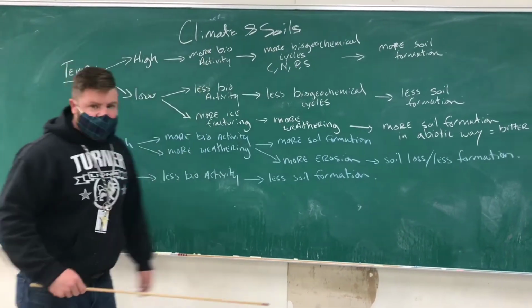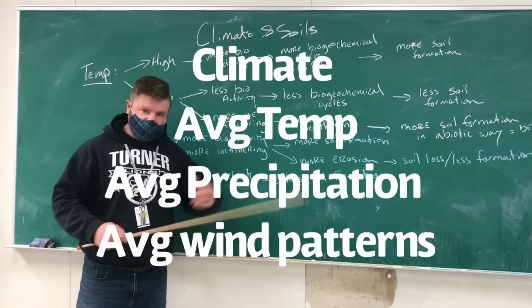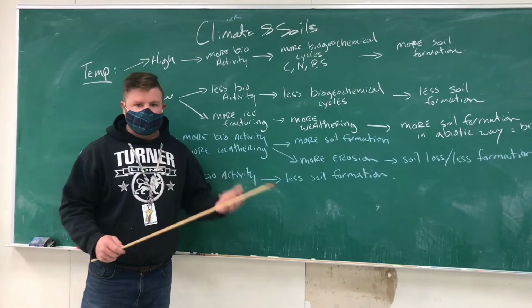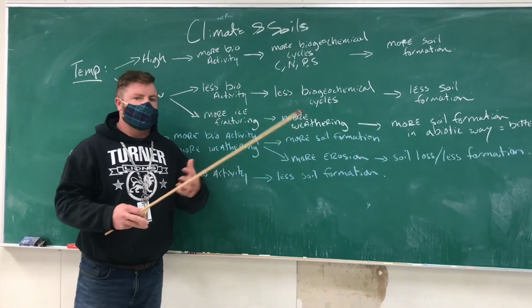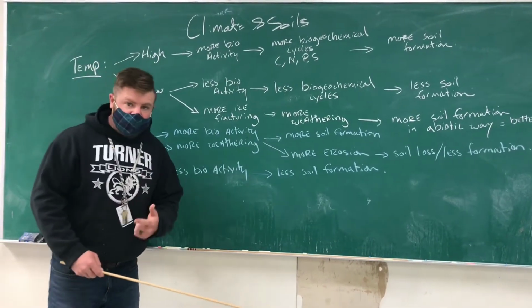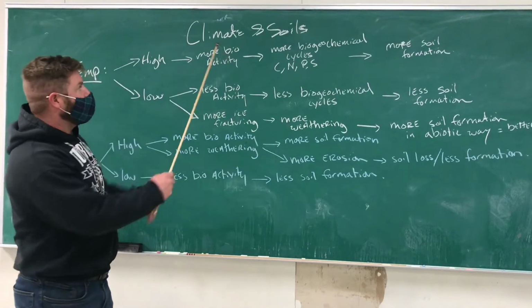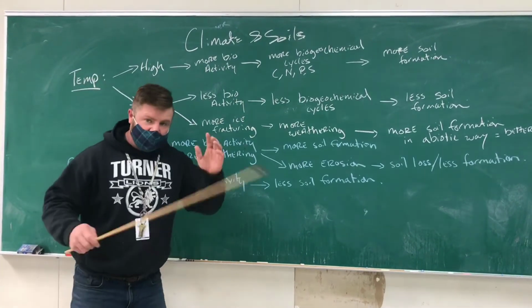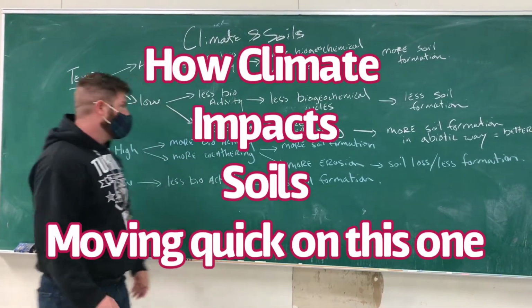We've talked about what climate is, right? So that's your average temperature and average rainfall and other climate issues like prevailing winds, okay? So now we're going to talk about how those two things affect one another, or rather how climate affects soils. And I'm going to go through this really fast. So these are your notes.